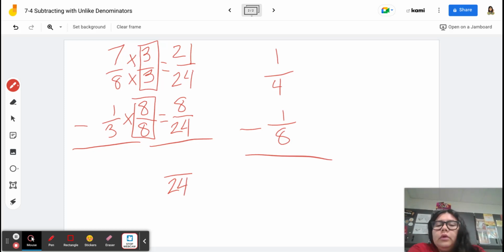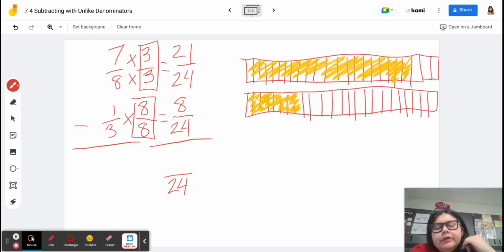I'm actually going to pause and show a model for this. For time's sake, I went ahead and drew it off recording. So this is 24ths. You could pause the video and count. The tape diagram below is also 24ths. And then here I've colored in 21 24ths. And here I've colored in 8 24ths.